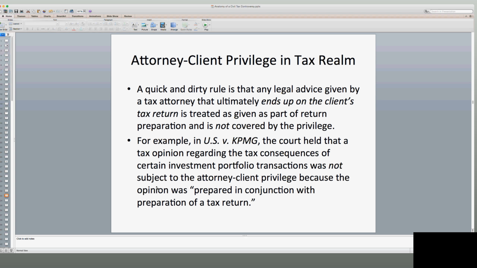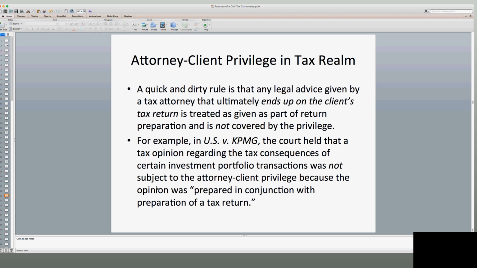In U.S. versus KPMG, and I should preface this by saying that these are circuit court cases. I don't know offhand what circuit the KPMG case comes out of, but I can tell you that circuit court cases carry extreme precedent, especially if the U.S. Supreme Court hasn't weighed in on the matter, even if it's not the circuit that your client taxpayer is in.